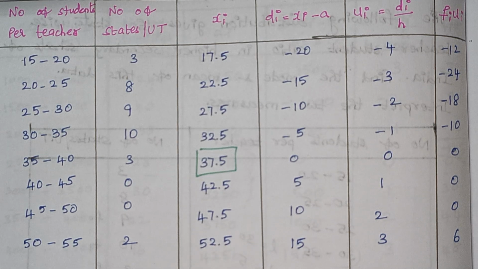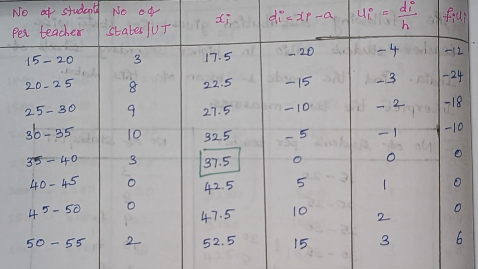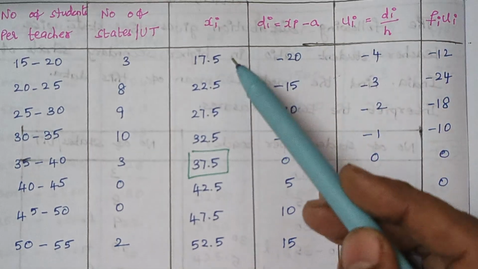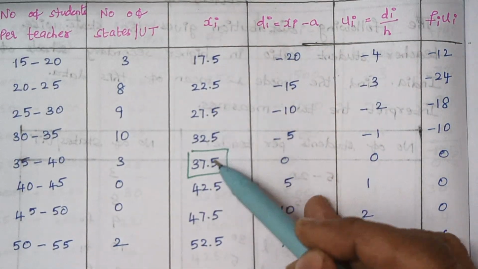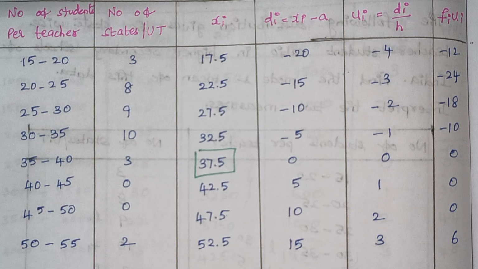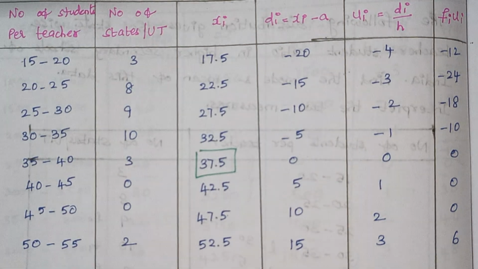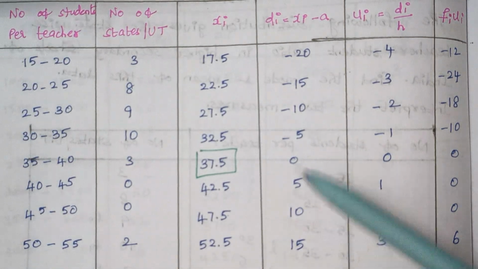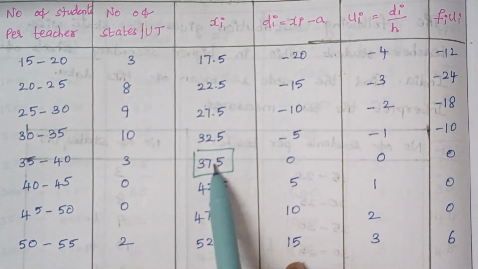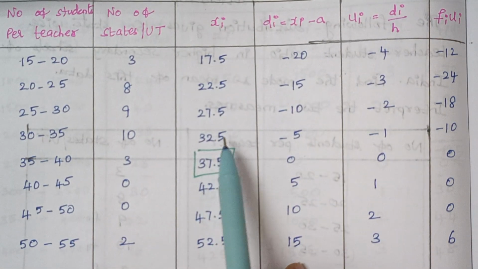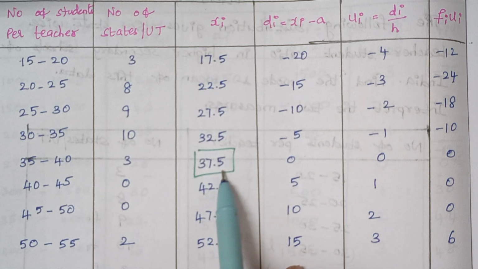So to select the value of a, just count how many numbers we have in xi. Here 1, 2, 3, 4, 5, 6, 7, 8. So totally 8 numbers. So here we have to select the middle number. In this case, you see, these two numbers occupy the middle part, 32.5 and 37.5.